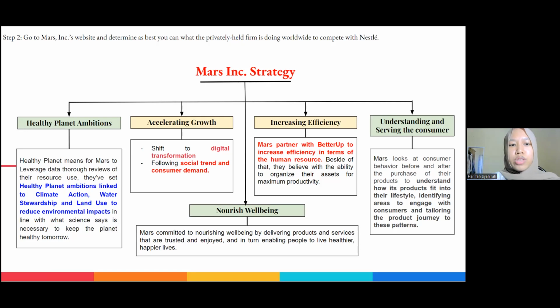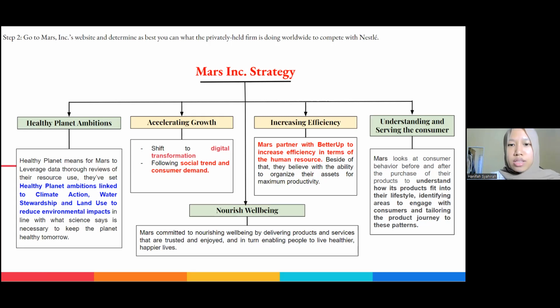The first is the healthy planet ambition. The more likely difference between the healthy planet ambition of Nestle and Mars Inc. is that Mars Inc. is more focused on climate action, because they need to change people's mindset regarding the company itself. They want their company to be acknowledged as a company that values the green strategy by participating in climate action like water stewardship and land use, to reduce the environmental effect and to keep the planet healthy.